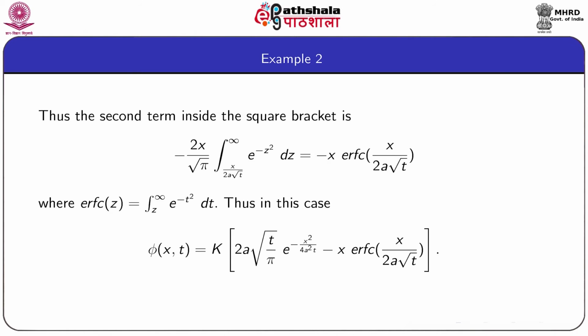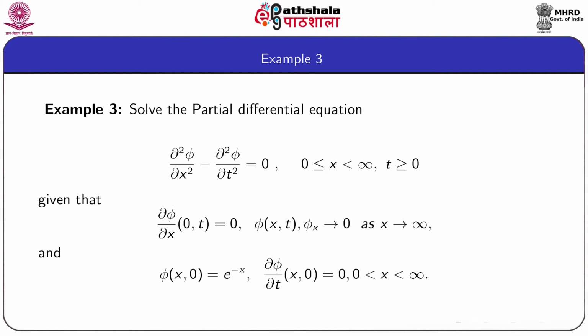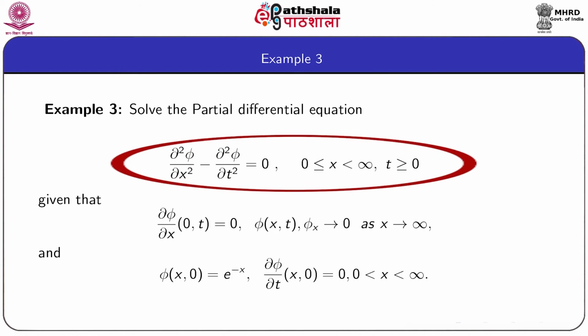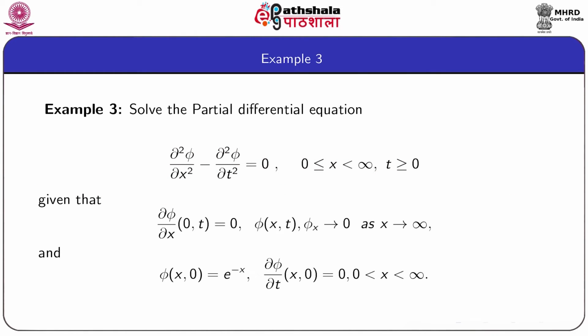So this is the solution for the given partial differential equation when small f is a constant. Next we come to example 3. Here we shall solve the partial differential equation ∂²φ/∂x² − ∂²φ/∂t² = 0, where x ranges from 0 to infinity and t ≥ 0. So this is the wave equation where the range of x is from 0 to infinity.